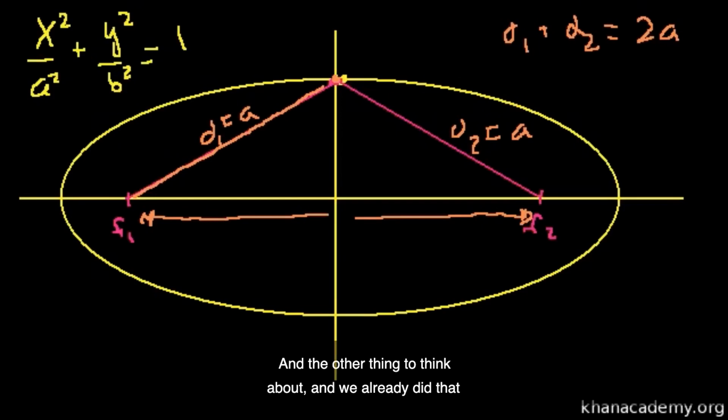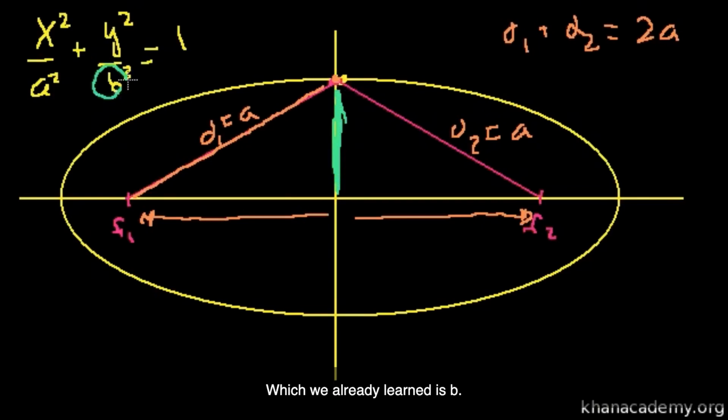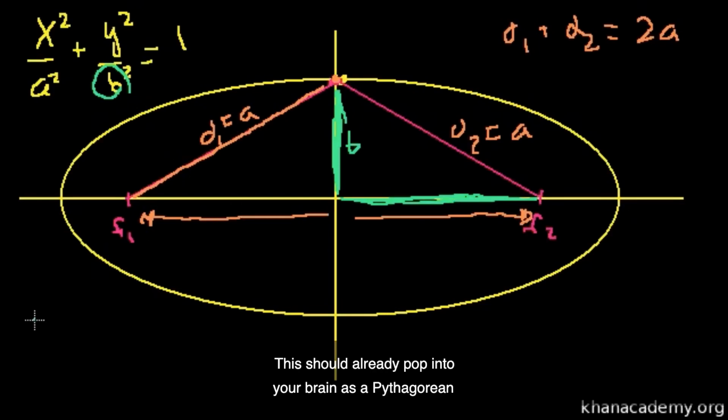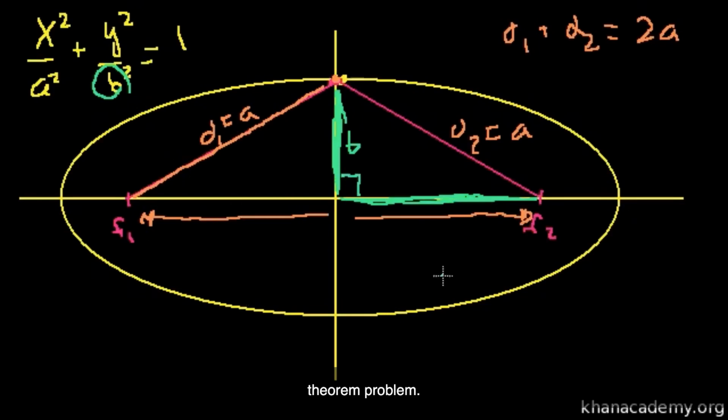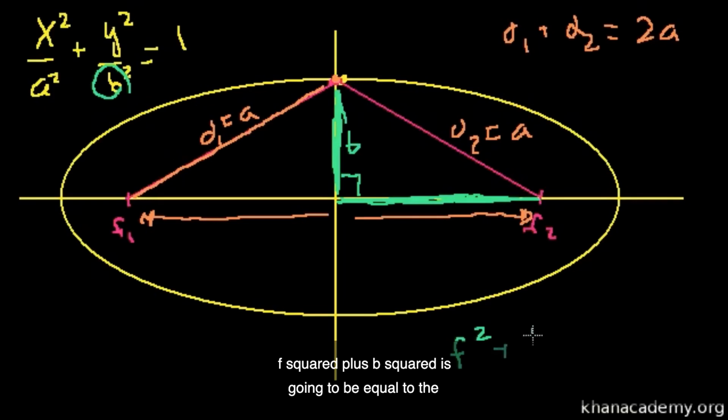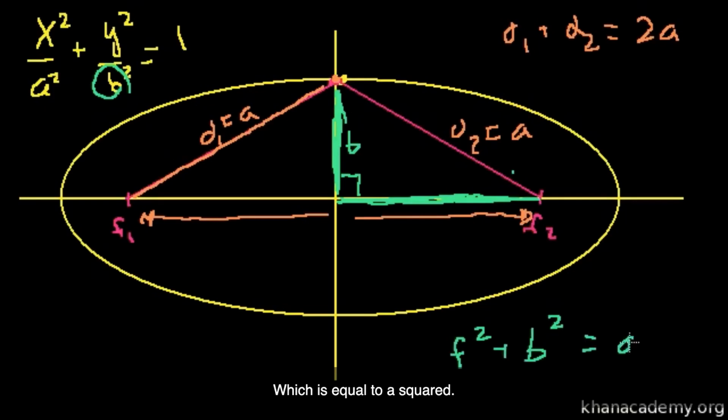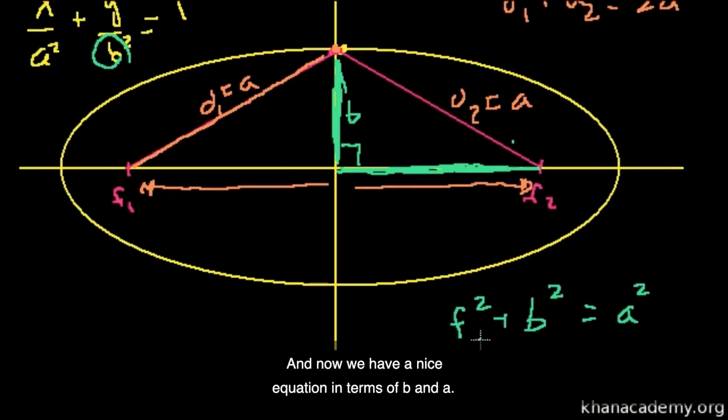And the other thing to think about, and we've already done that in the previous drawing of the ellipse, is what is this distance? This distance is the semi-minor radius, which we already learned is b. And this, of course, is the focal length that we're trying to figure out. This should already pop into your brain as a Pythagorean Theorem problem. So we have the focal length, and we could do it on this triangle or this triangle. I'll do it on this right one here. This focal length is f. F squared plus b squared is going to be equal to the hypotenuse squared, which in this case is d2 or a, which is equal to a squared. And now we have a nice equation in terms of b and a.